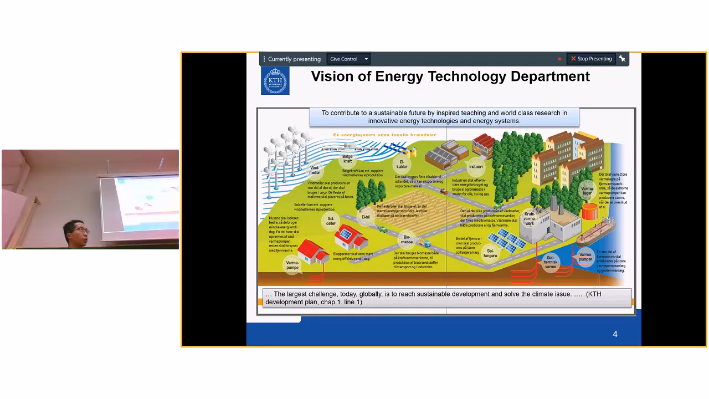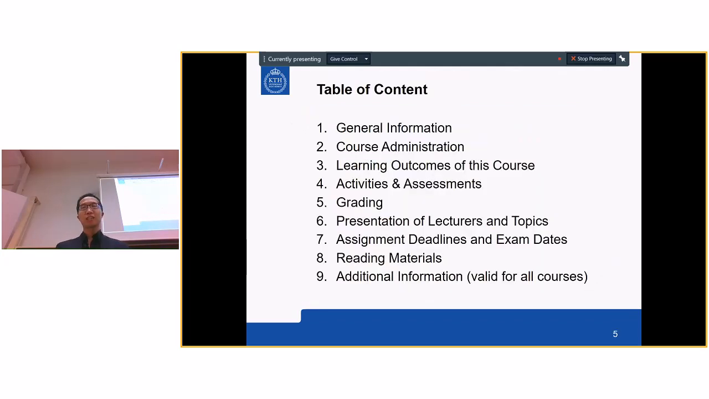And from KTH, because at KTH they do have this general documentation, sort of a KTH vision, they say that the largest challenge today is to reach sustainable development and to solve the climate change issues. So that's the one being highlighted from the KTH overall perspective. This is something very important, and renewable energy is one of the solutions to help reach this goal. So it's good that you're here to take this course.